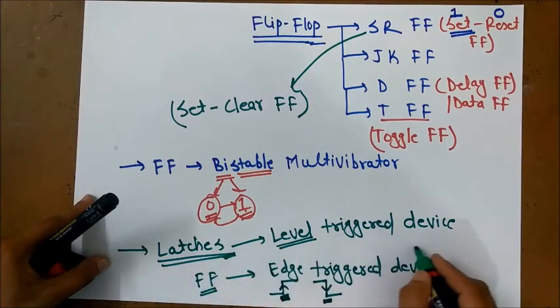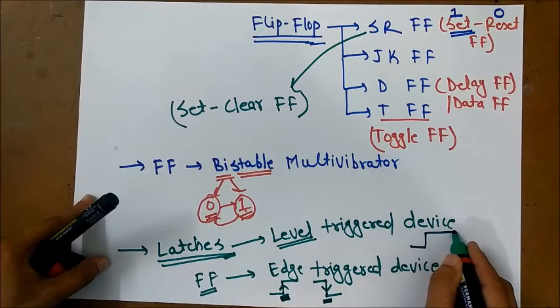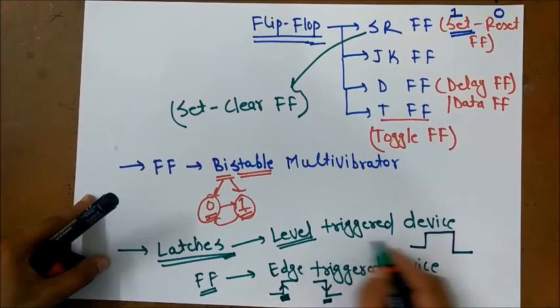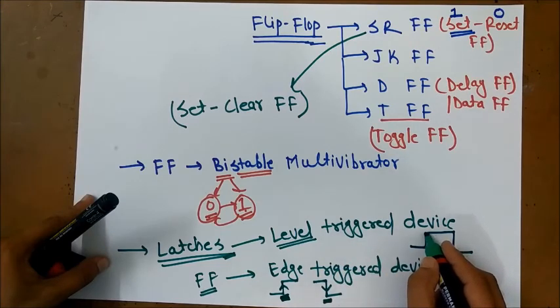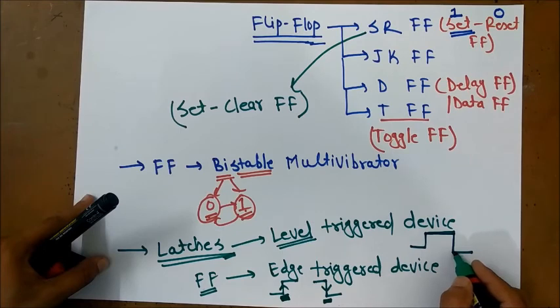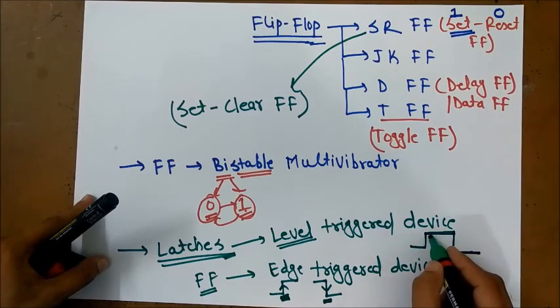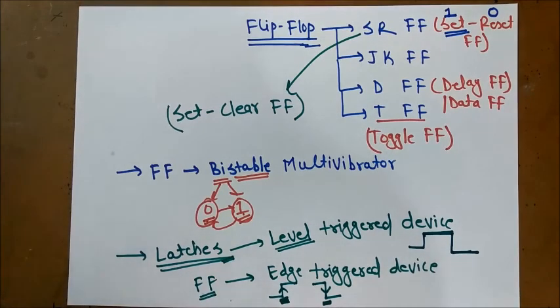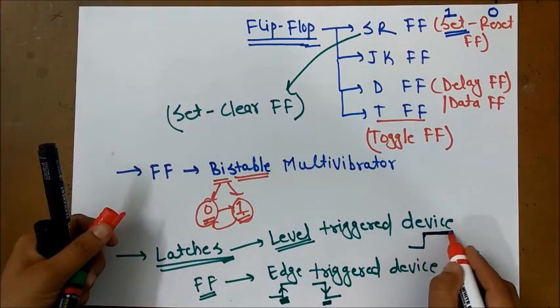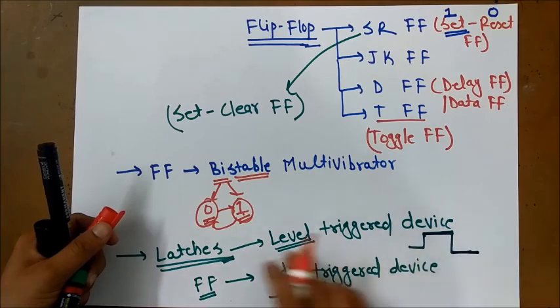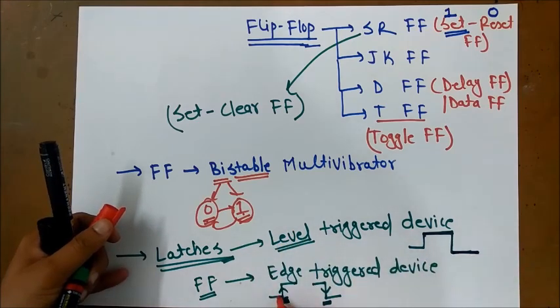Whereas latches will modify the output whenever the external clock signal has either value 1 or value 0. It is level trigger. It will modify the output with respect to the clock signal having value 1, or clock signal 0. That's why it is level trigger. Whereas flip-flop will modify the output whenever the clock signal changes its value from 0 to 1. This particular instant is known as rising edge trigger. This particular instant is known as falling edge trigger.